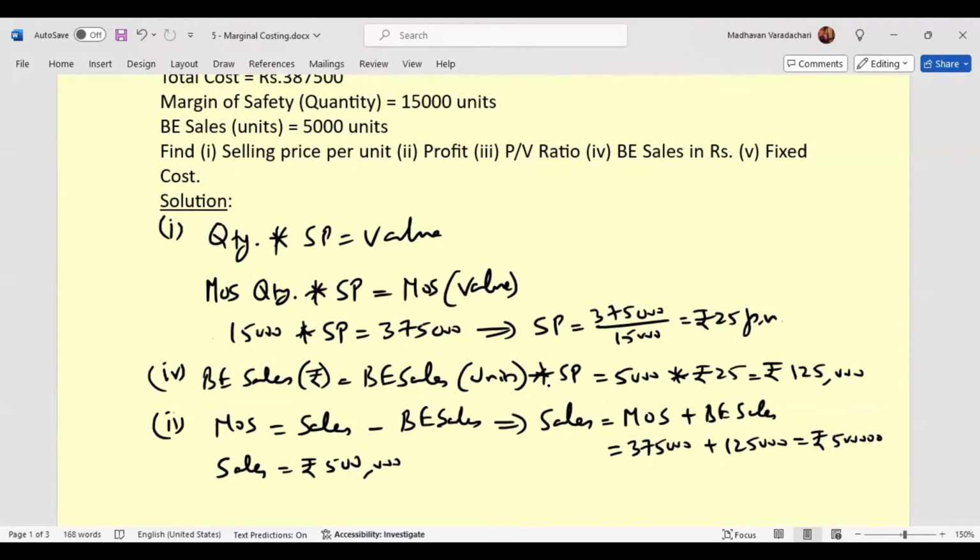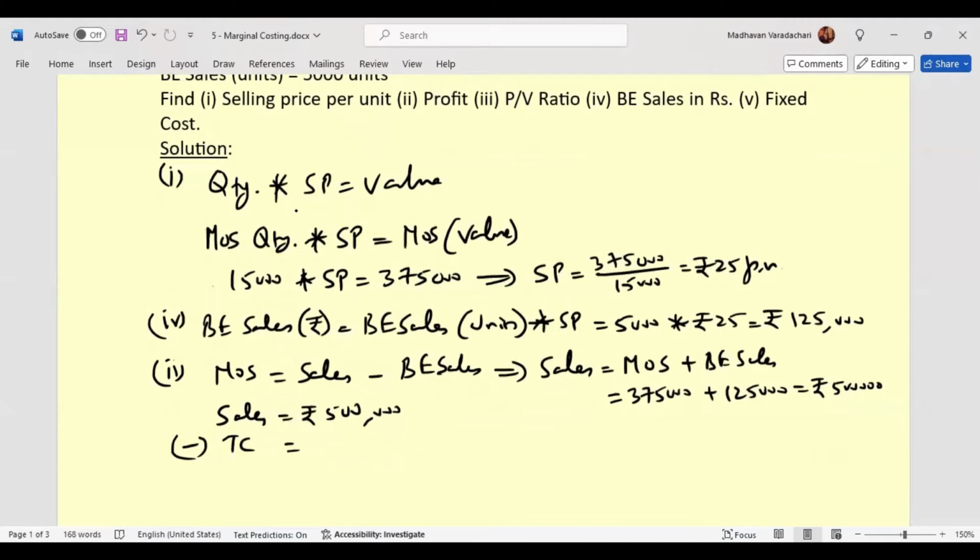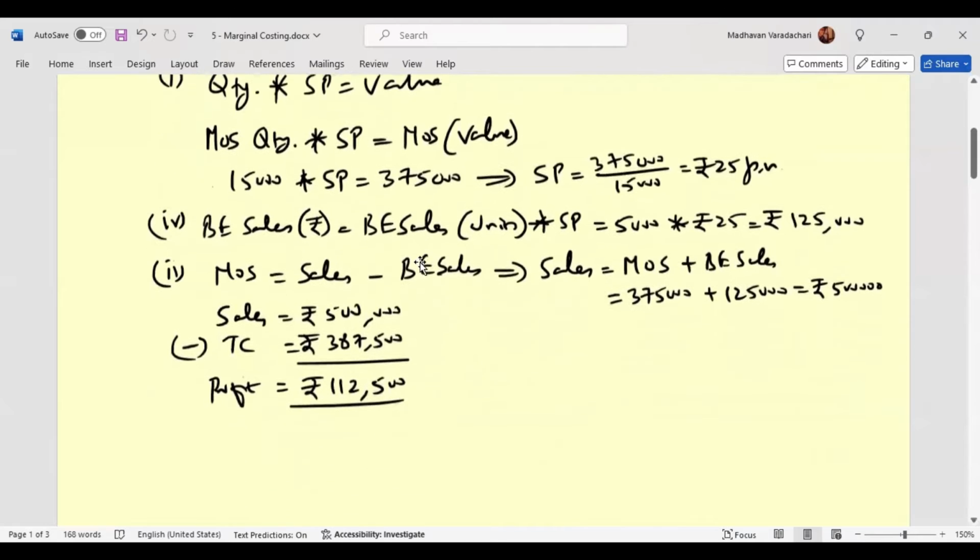So we have sales equal to rupees 5 lakhs. Then less total cost, that is given in the question as 3,87,500 rupees. The difference is the profit, rupees 1,12,500. We'll move on to the third part. Third part, we have to find PV ratio.